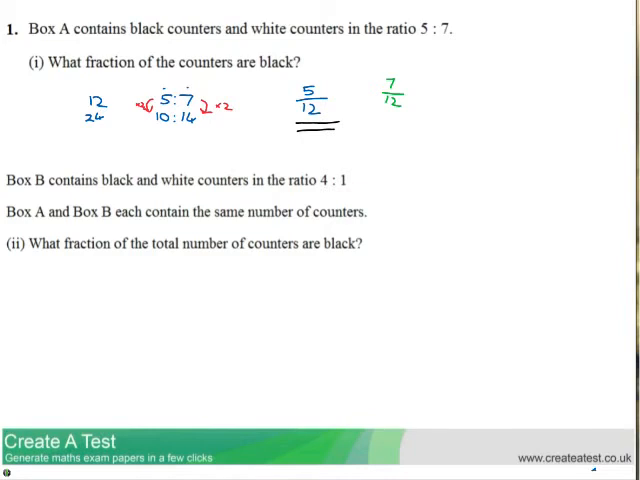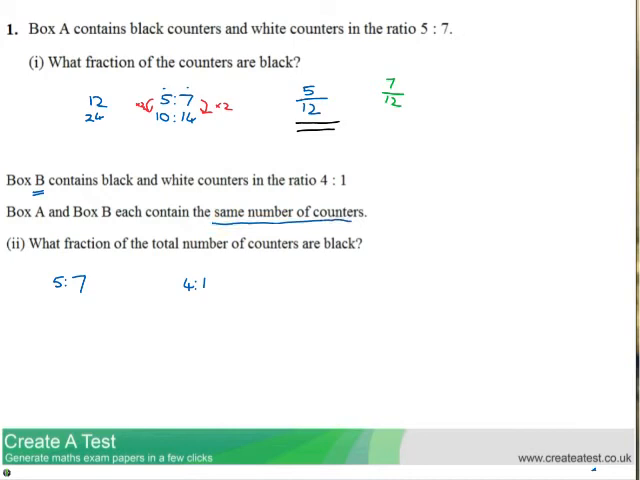This is Mr. Wild at creatortest.co.uk, and we are looking at the second part of a converting ratios to fractions question. So from part A we've found we have one box that contains black to white counters in the ratio of 5 to 7. In the second box, box B, we have a ratio of 4 to 1 for black to white counters. Now we're told that each box contains the same number of counters.